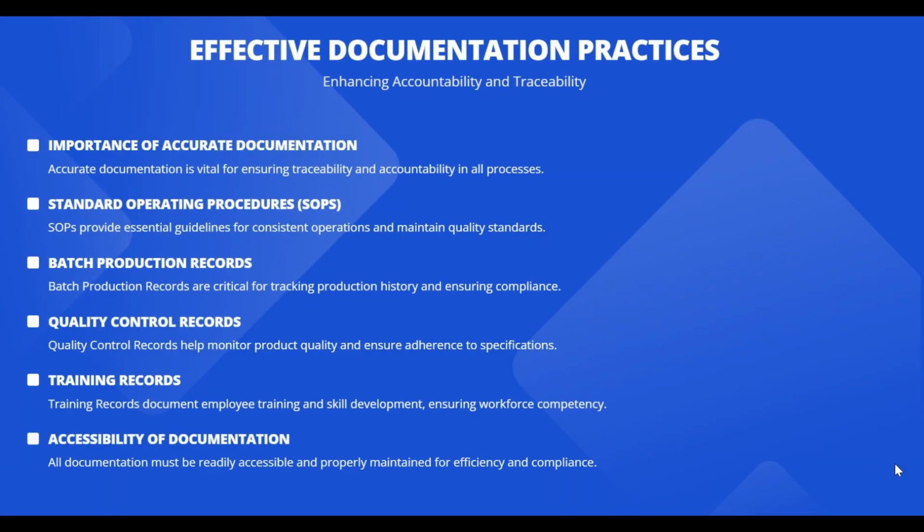So effective documentation practices should be there for enhancing accountability and traceability. Accurate documentation is vital for ensuring traceability and accountability in all the processes, and SOPs need to be maintained with proper guidelines for consistent operations and maintaining standard quality. Batch production records are critical for tracking production history and ensuring compliance. Quality control records help to monitor product quality and ensure adherence to specifications.